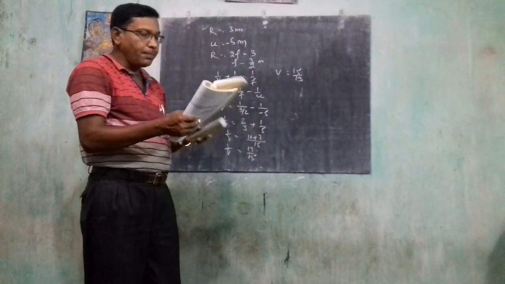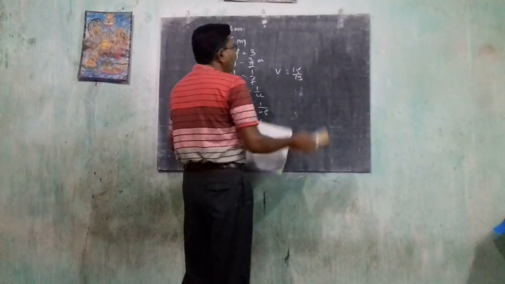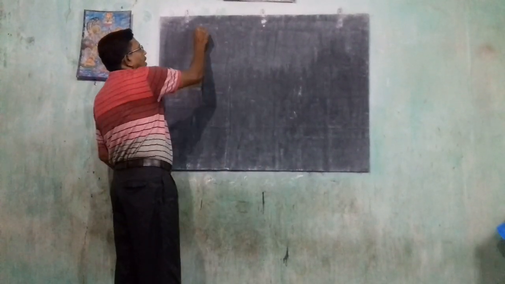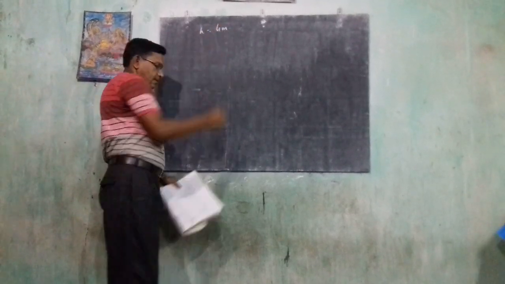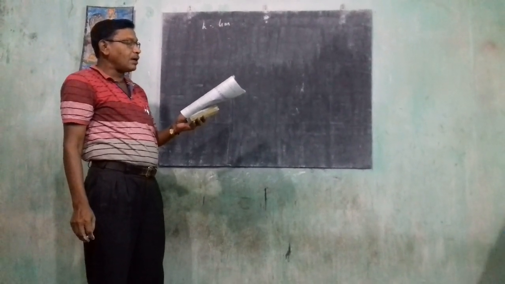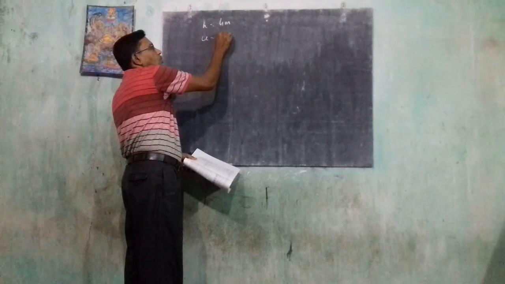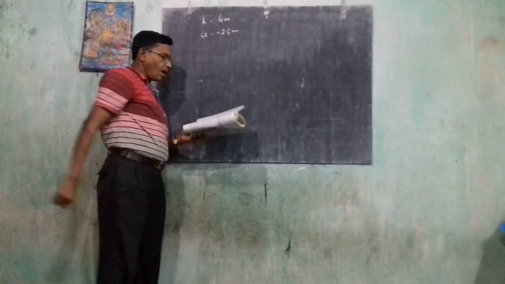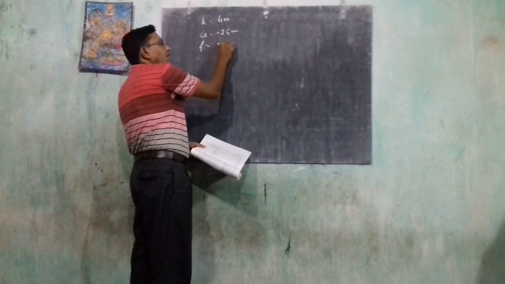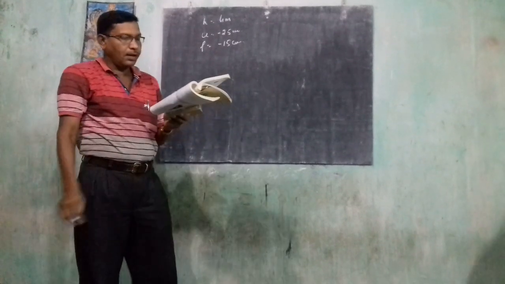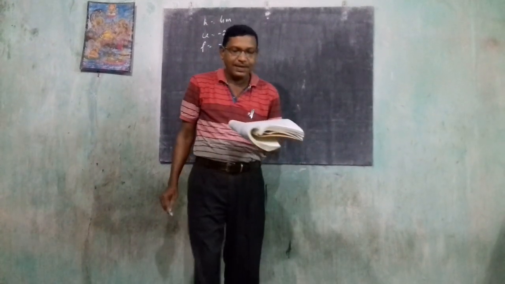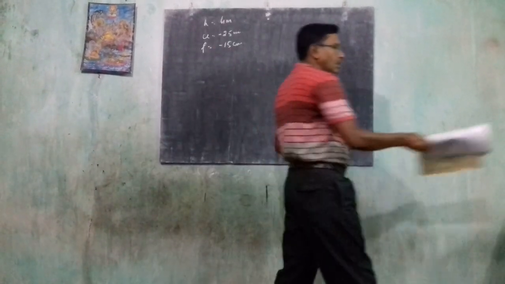An object of 4 meter in size, so the height of the object h is equal to 4, is placed 25 cm in front of a concave mirror. Object distance u equal to minus 25 cm, and the focal length given is 15 cm, so f equal to minus 15 cm for the concave mirror. At what distance from the mirror should the screen be placed to obtain a sharp image, and find the nature and size of the image.